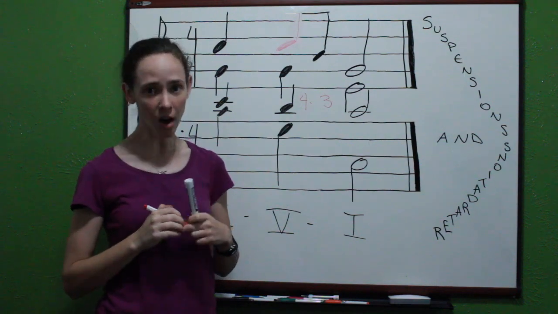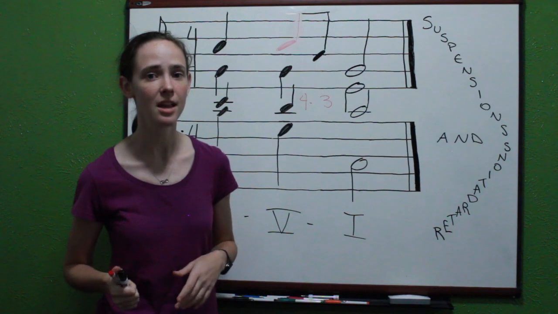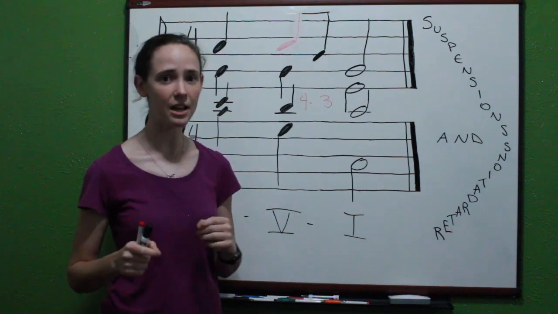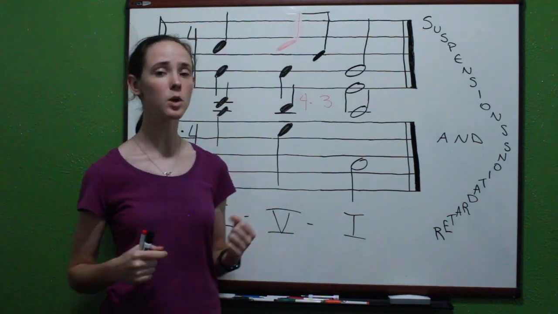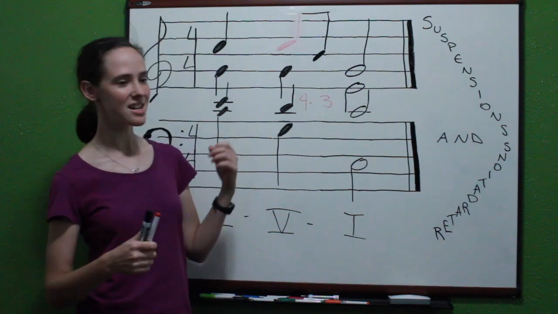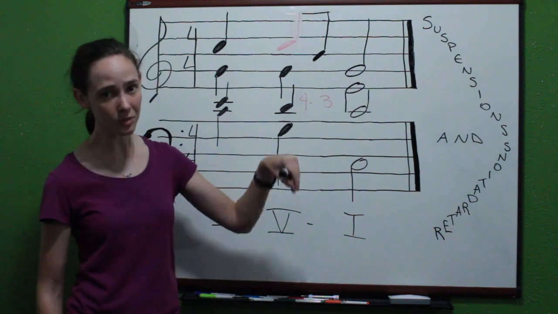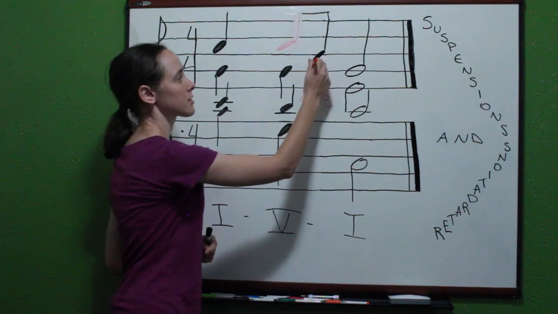There are 2 other commonly used suspensions, a 9-8 and a 7-6. I recommend you look into the details of those on your own because now I'm going into retardations. Now a retardation is almost exactly like a suspension. However, instead of resolving downward, the non-chord tone resolves upward.